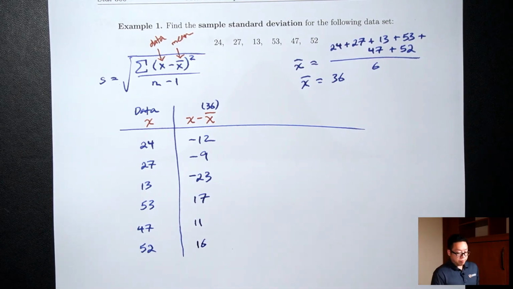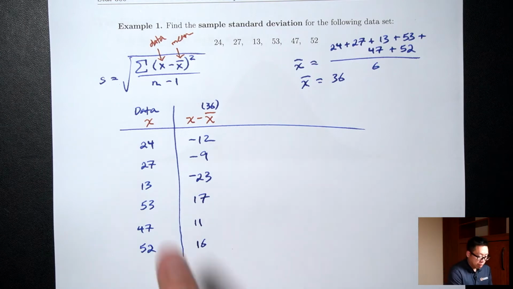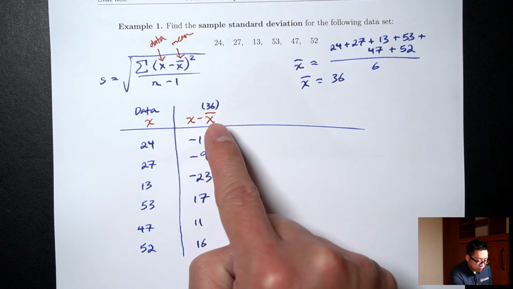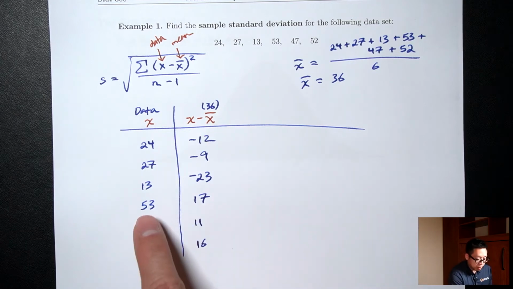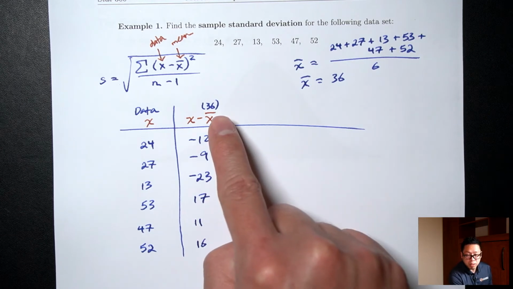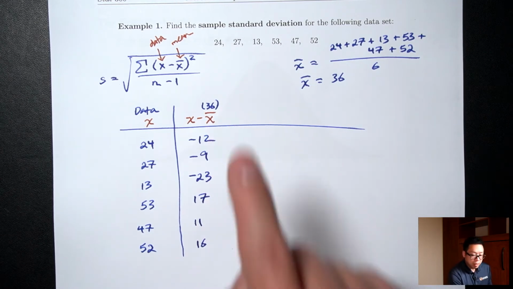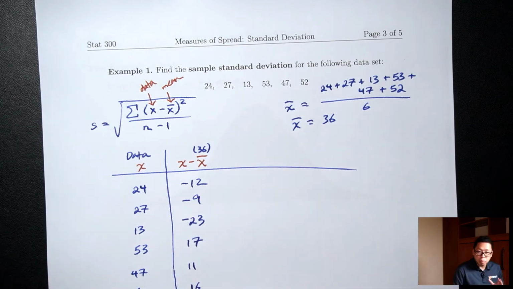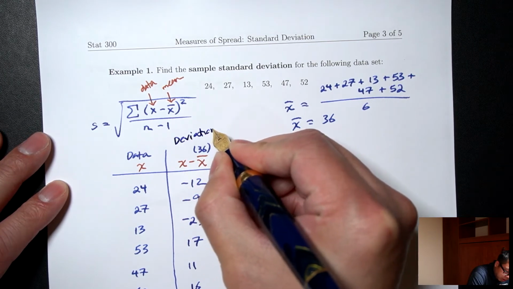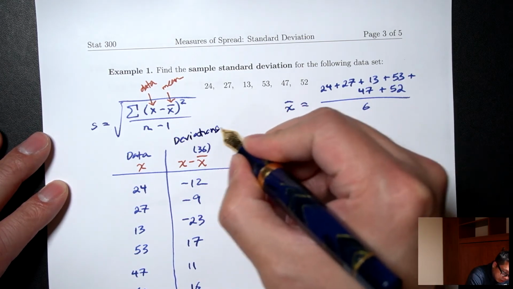So what are these numbers? We took our data and subtracted 36. That's really just giving us the distances or the deviations, right? This negative 12 just means that 24 is 12 below 36. This 17 just means that 53 is 17 above the 36. So 17 above our mean. So this column here is exactly what we did on our first page, where we found the deviations. I'm going to say deviations from mean.